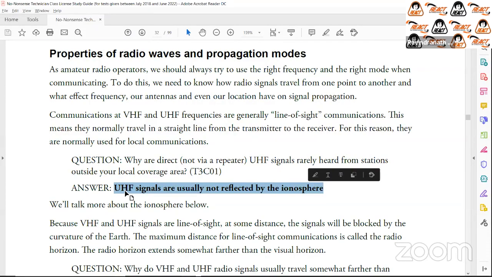And the answer that they give us here is that UHF signals are not usually reflected by the ionosphere. So if you recall that diagram, we show that VHF and UHF go straight through the ionosphere. That's why we put that diagram up, to show you that HF is the signal that will bounce off the ionosphere and go to another part of the Earth. Whereas VHF and UHF signals will go straight through the ionosphere out into space. And that's why it doesn't go any further than local communications, all right?